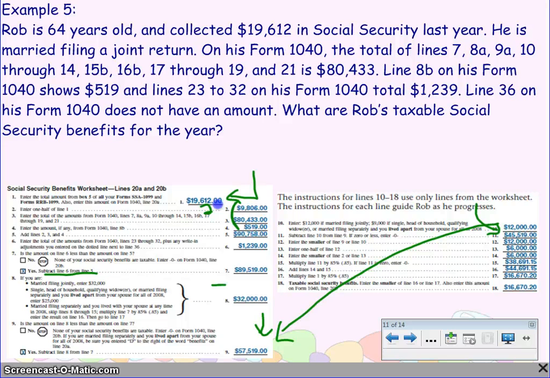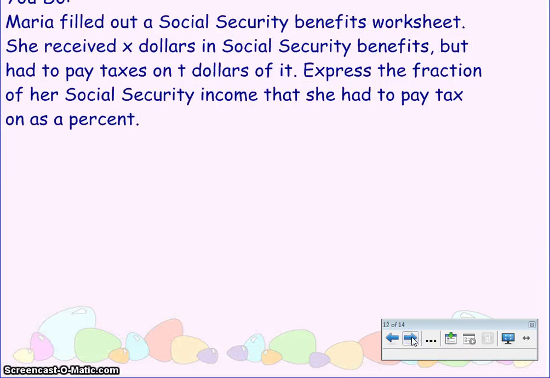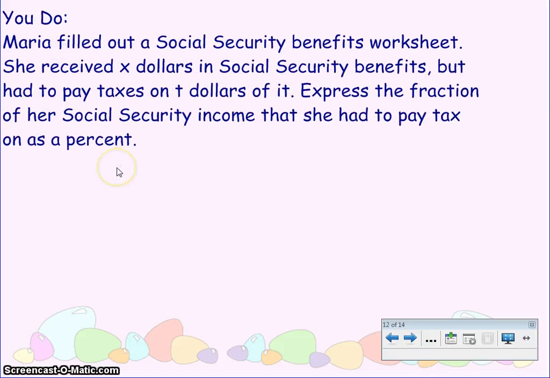The last one says enter the smaller number of lines 16 or 17. And line 17 was smaller, so he pays $16,670.20. All right, for the you-do, press pause, go ahead and solve. When you're ready, come back.